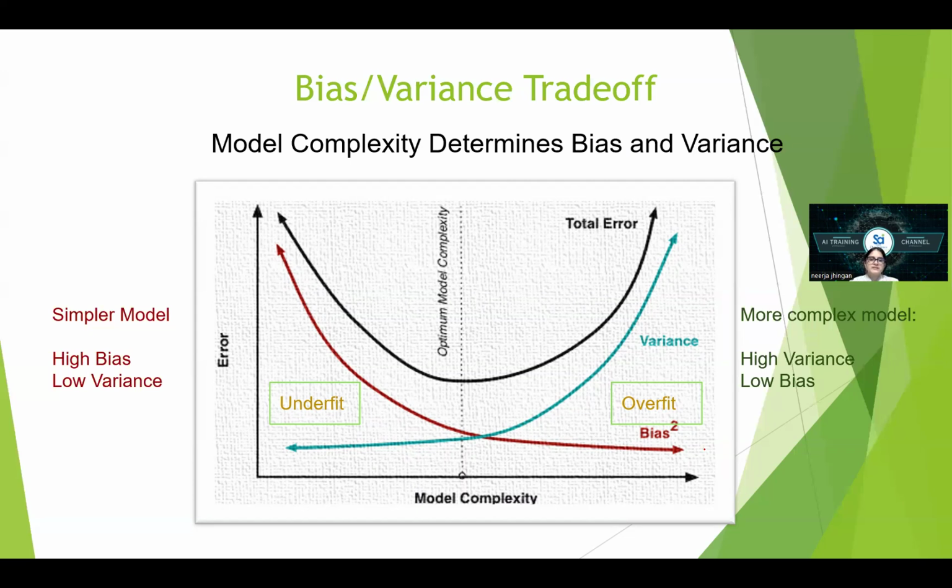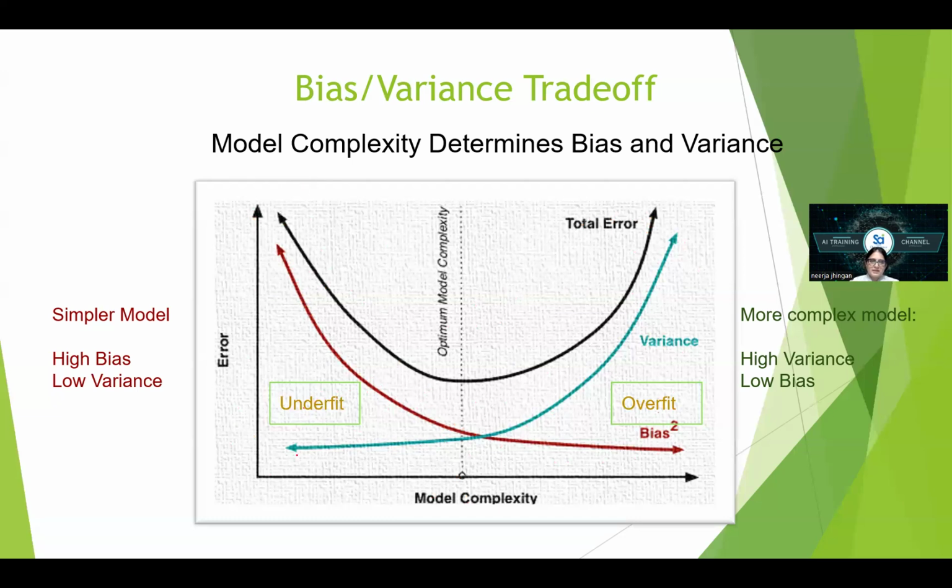Okay, now look at this. Just try to understand and listen very carefully. On the x-axis, we have drawn the model complexity, and this is the error. Okay, and look at this on the left side. This is underfit, this is overfit. Okay, the red line is the bias and the blue line is the variance. Okay, and the black line is the total error.